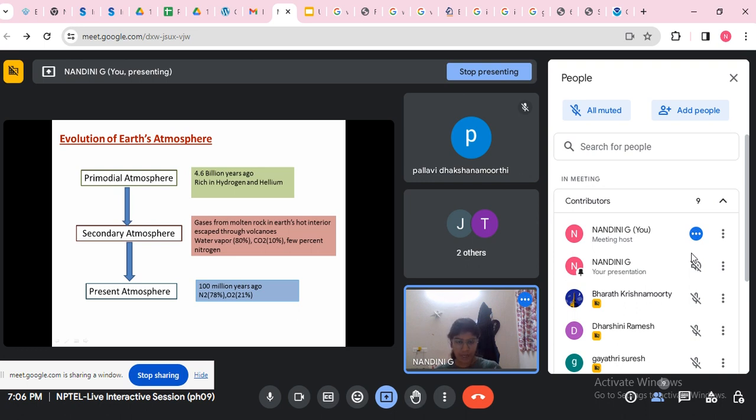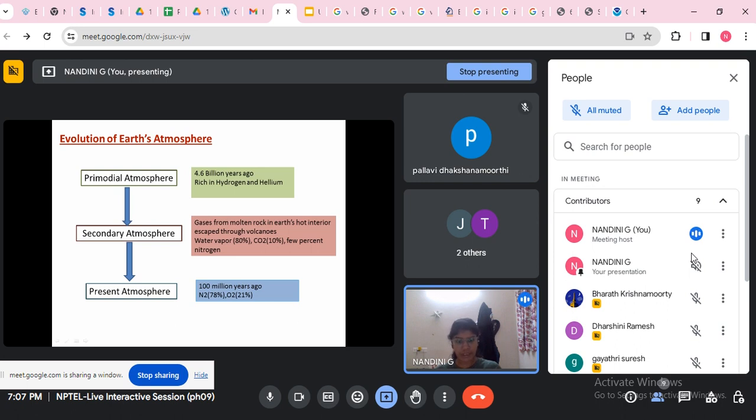So after the first primordial atmosphere, which was rich in hydrogen and helium, a secondary atmosphere formed, which was rich in water vapor and carbon dioxide, 80% water vapor and 10% carbon dioxide, basically the emissions from the volcanoes. The gases from the molten rock within the hot interior of the Earth were emitted through the volcanoes into the atmosphere. That was the secondary atmosphere that formed. This process of volcanic emission continued for several thousands of years.